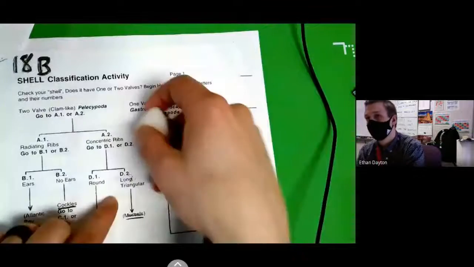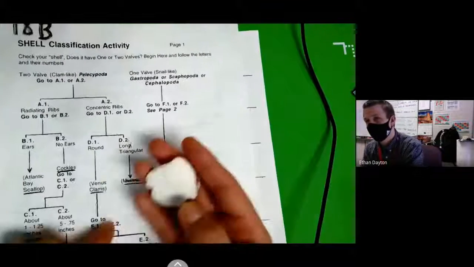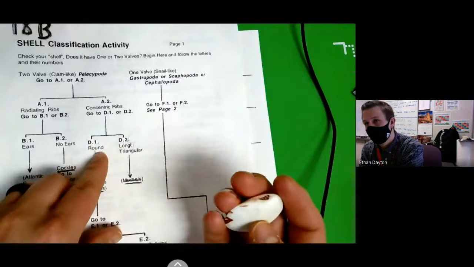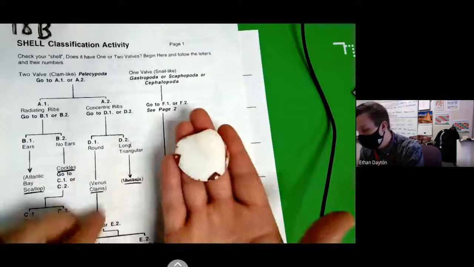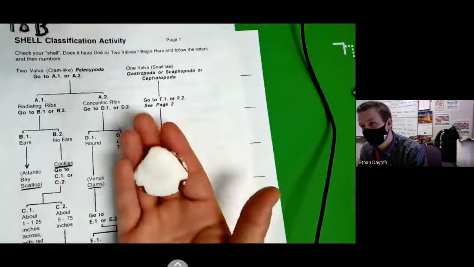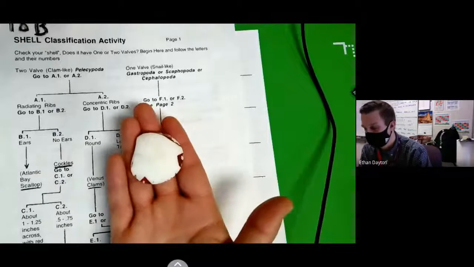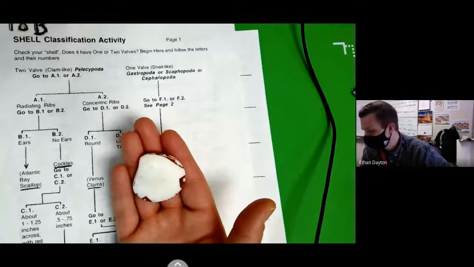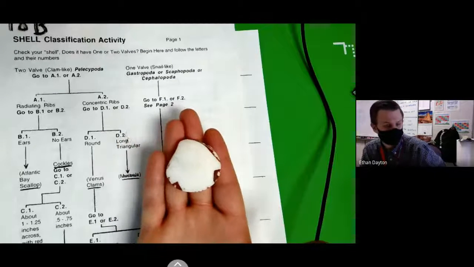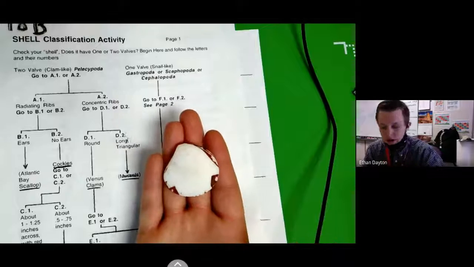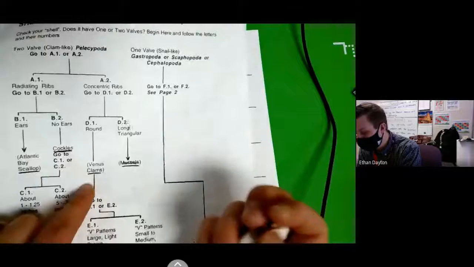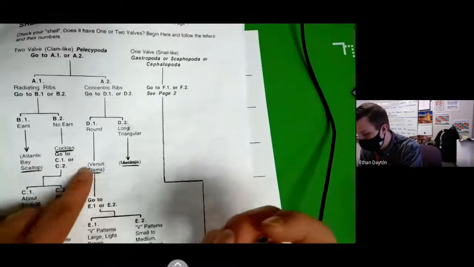Now that means we need to go to D1 or D2. Is it round or long and triangular? Taking a look at this, do you think this was roundish or long and triangular and sharp? What do you think, Leah? Round. Yeah, definitely. So we know that it's a member of the Venus clams family, all right? So we're going to go down to E1 or E2.